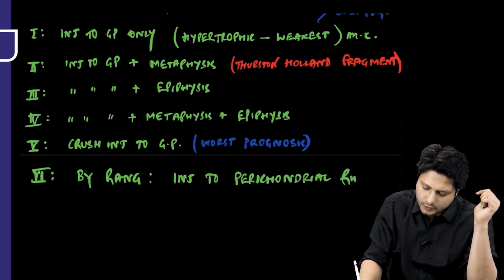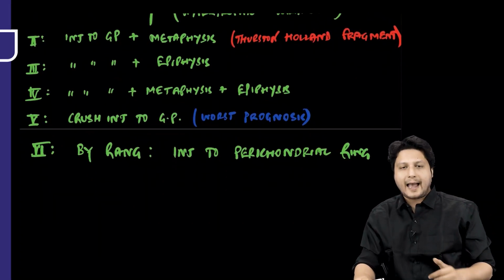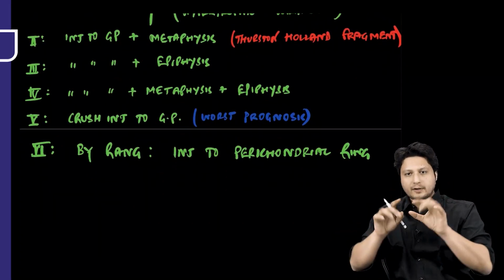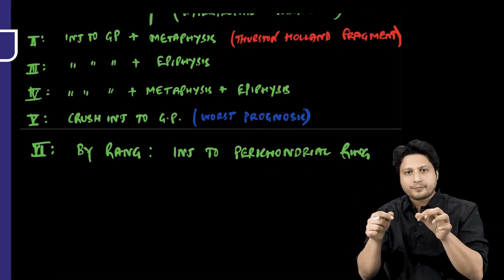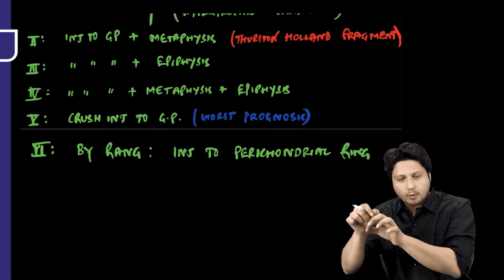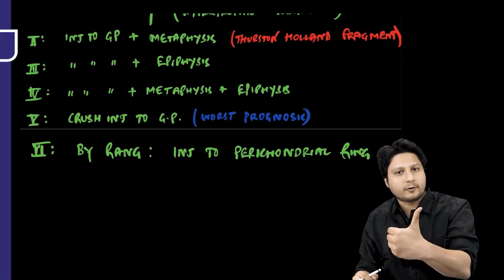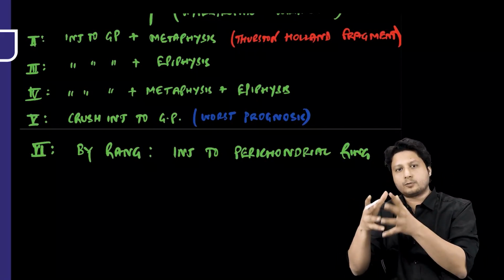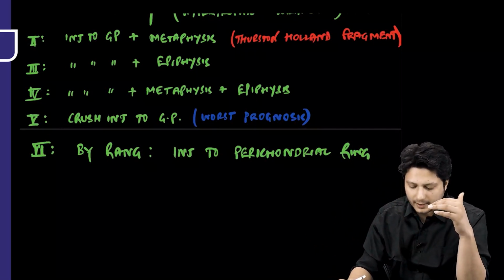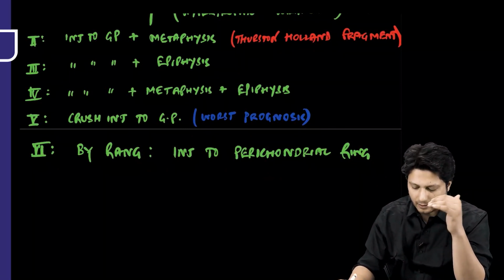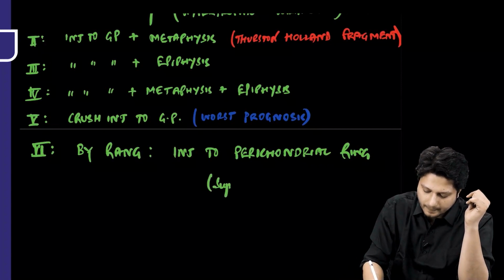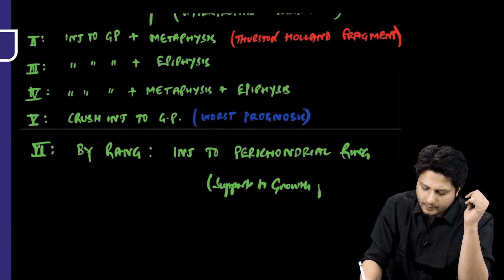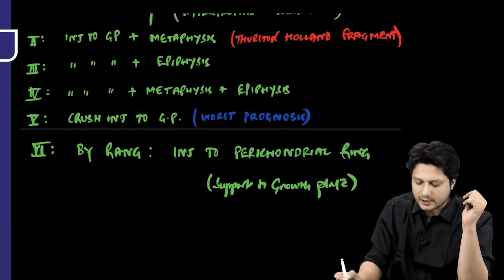Now you will ask, what is the perichondrial ring? Actually, it is a support to the growth plate. It is a fibrous support to the growth plate. So if there is an injury to the bone, the growth plate may not be directly affected. Only the support to the growth plate could be affected. Then it would be called injury to the perichondrial ring. Alright, that is type 6. So what is the perichondrial ring? It is a support to the growth plate, having its own consequences.